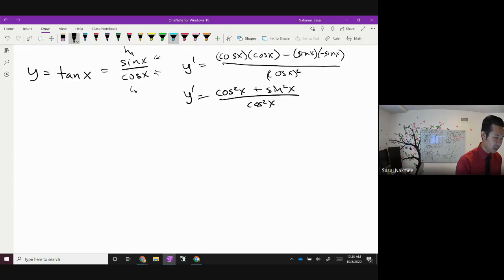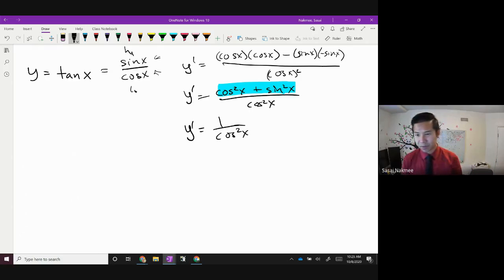And if you look at the top here, just like we did earlier, sine squared x plus cosine squared x is just equal to 1. And you end up with y prime is equal to 1 over cosine squared x. And that's what the derivative of tangent is.